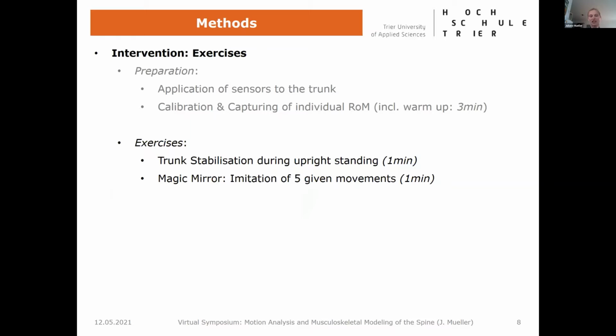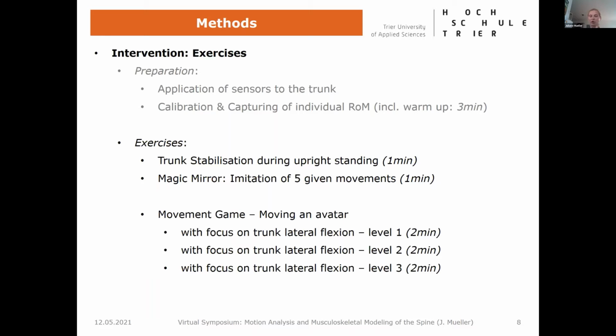The intervention itself starts with a 1-minute trunk stabilization task while upright standing. And this was followed by a magic mirror task where the patient needs to imitate 5 given movements of the trunk and pelvis. Afterwards, the movement game for lateral flexion followed in 3 different levels. The patient has to move an avatar with focus on lateral flexion through 3 different worlds. In total, the intervention lasted 12 minutes.